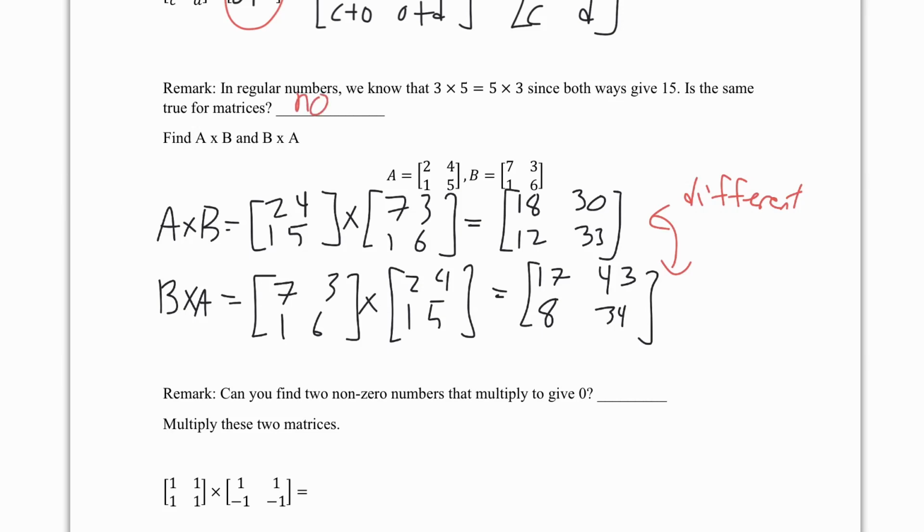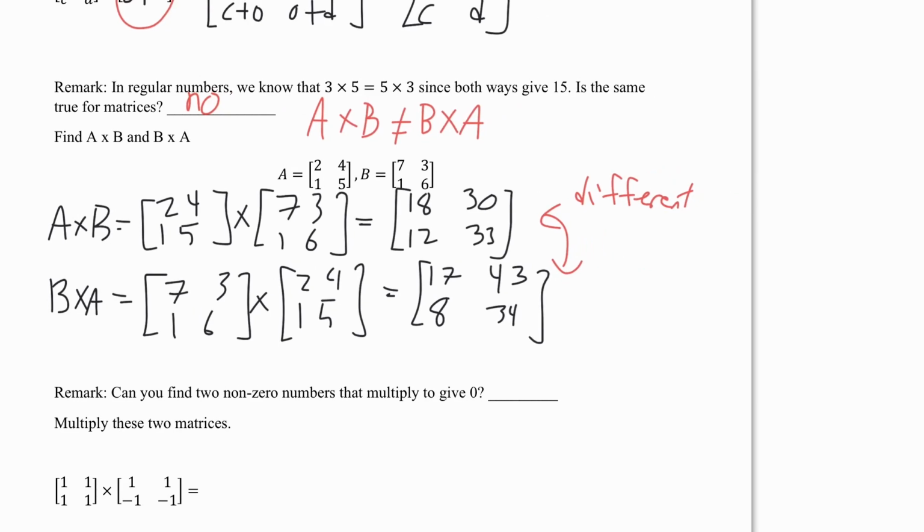So A times B is not equal to B times A. You can't just multiply in either order. Now you've actually seen this in mathematics before. You might not remember, but in pre-calculus, f of g of x was not equal to g of f of x. You couldn't just do the function composition in either order. And so you have seen this property before in mathematics.